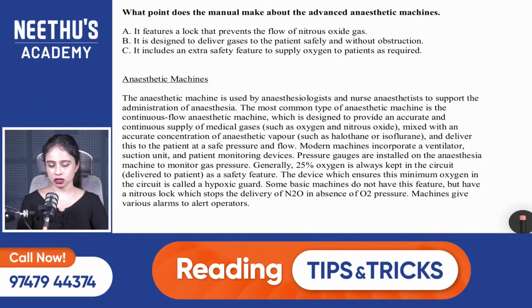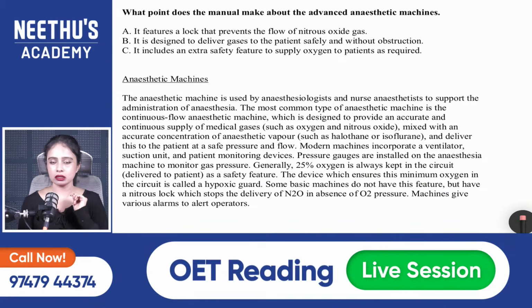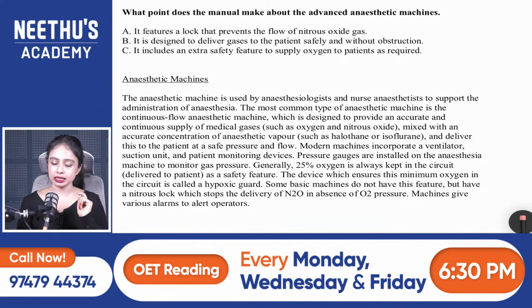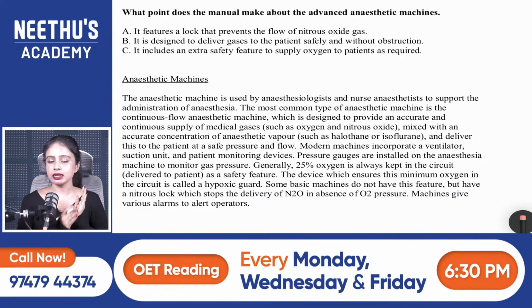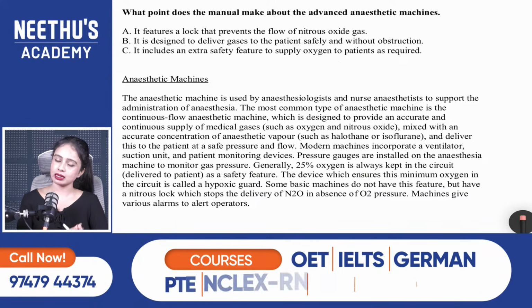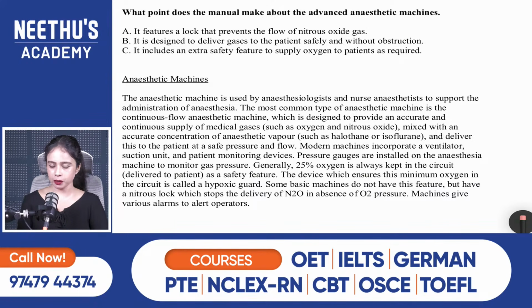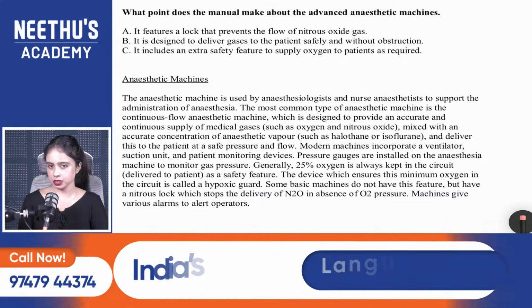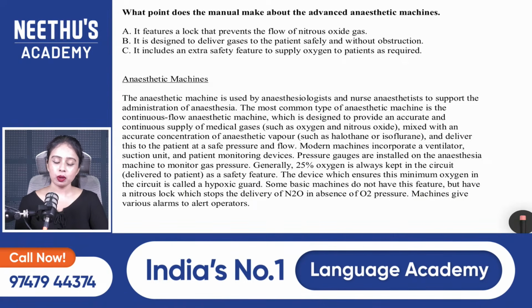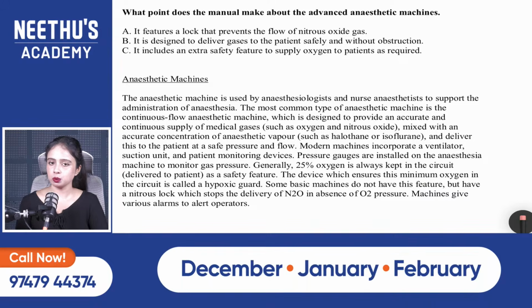Anyway, I'm going to read the question. So, what is the first step? Read the question. What point does the manual make about the advanced anesthetic machines? See, guys, I'll clearly show you how you can get 6 out of 6 in part B if you follow these 5 simple steps. So, what is the second step? Underline the keywords from the question.